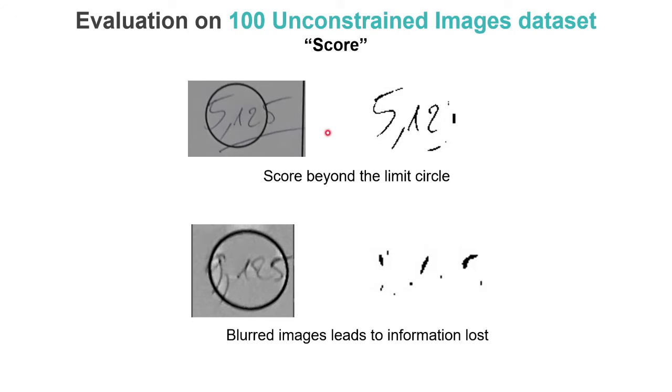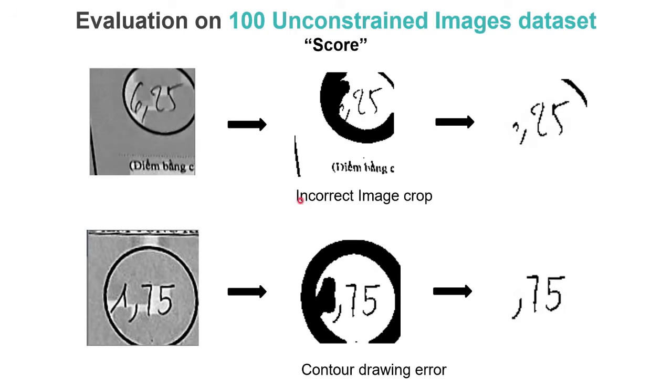Some of the mistakes are because of the user. Number 5 right here is out of the circle limitation, so it is gone. Here, the blurry image leads to information loss after the threshold. As I said before, we can fix that by increasing contrast with top hat and black hat transforms. Incorrect image crop is because the image alignment technique is wrong. We can fix that by increasing the number of feature comparisons between the input image and the sample.